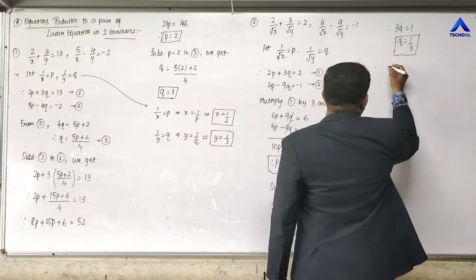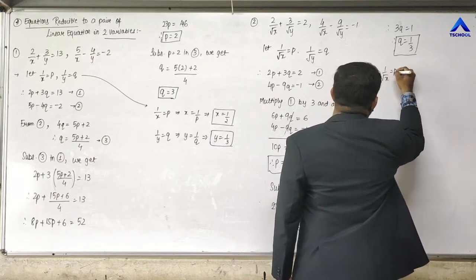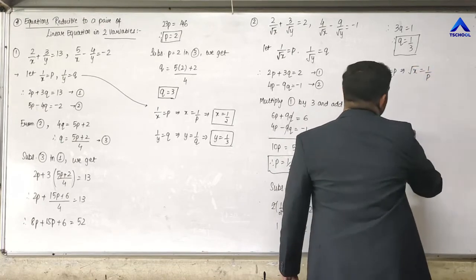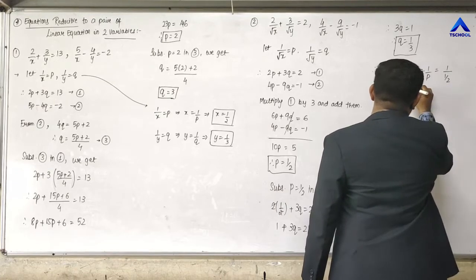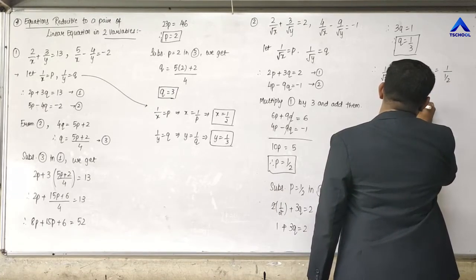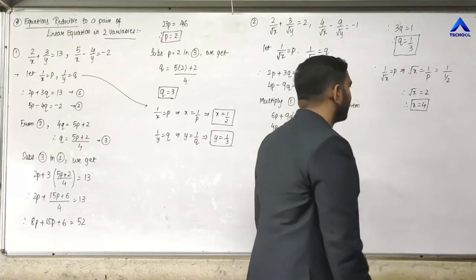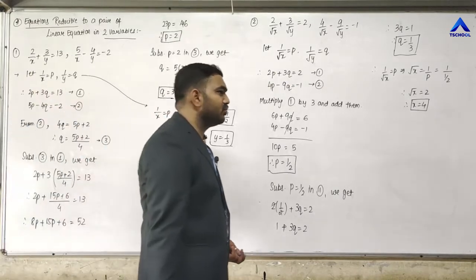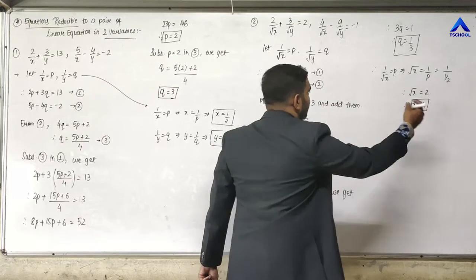Therefore what we shall do here is find out the value of x. 1 upon root x is equal to p. Therefore root x is equal to 1 upon p, that is 1 upon 1 by 2. Therefore root x is equal to 2 and x is equal to 4. So root x equals 2, that means squaring on both the sides we get square of root x, that is x, and square of 2, that is 4.